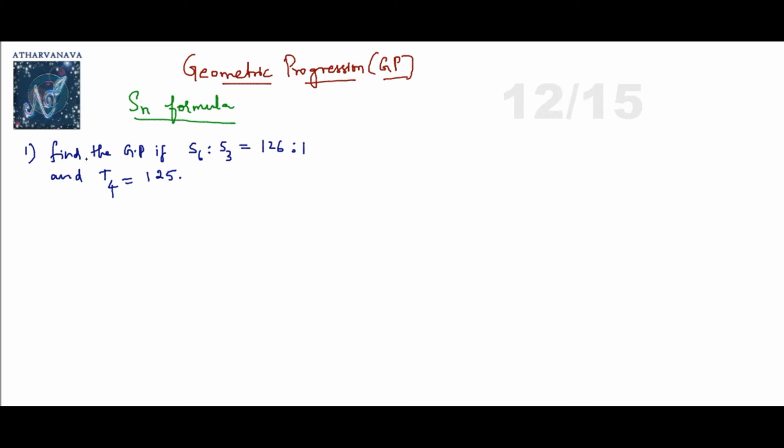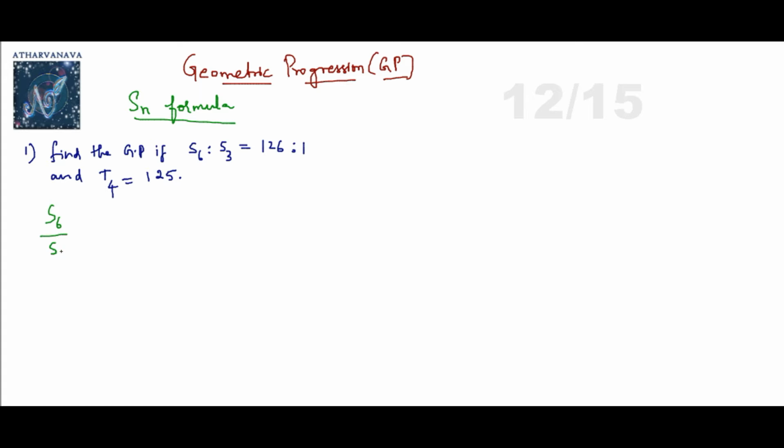And today's model is: find the sum if S6 is to S3 is equal to 126 is to 1 and T4 is equal to 125. So this is given. Okay, so let's start solving.